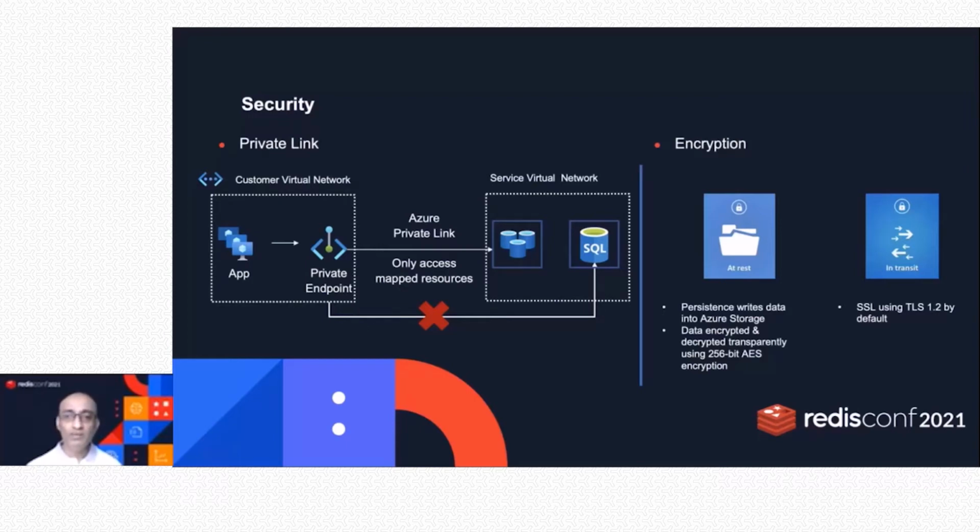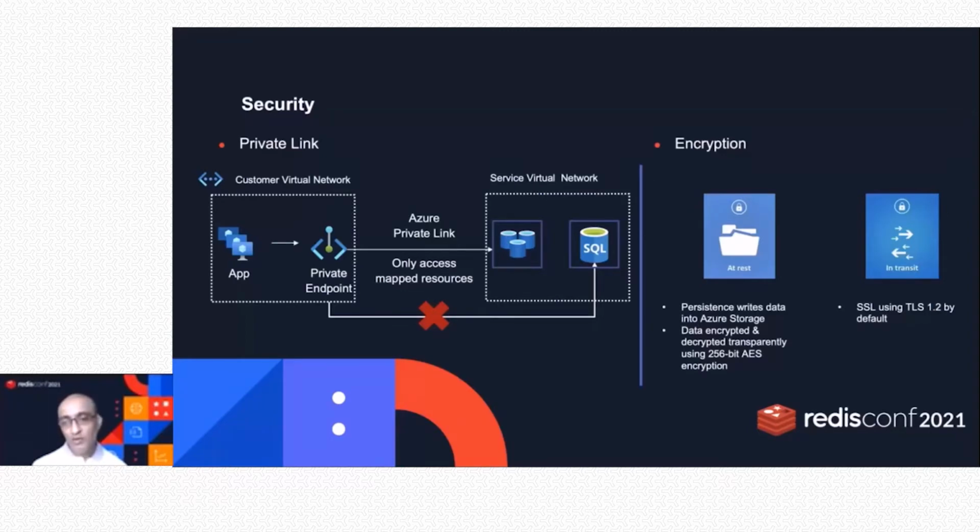With private link support, you are able to actually create a secure tunnel from your application to Redis cache. Once you establish that secure private link, your application can talk to Redis cache. Now, while your application can talk to the Redis cache, it cannot directly talk to SQL Server, even though Redis cache and SQL Server are in the same network group. So this is one of the advantages of private link.